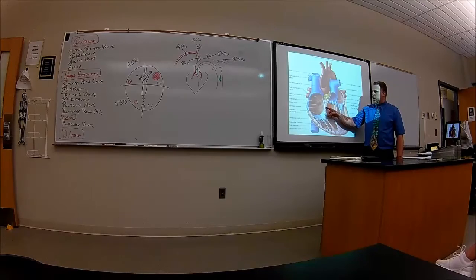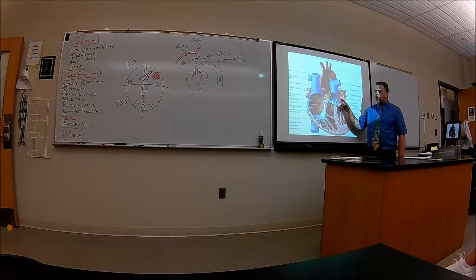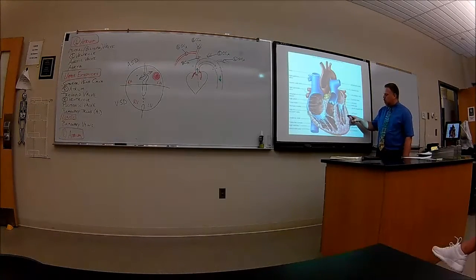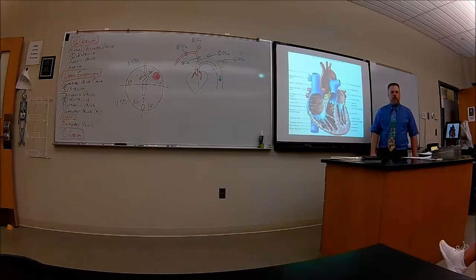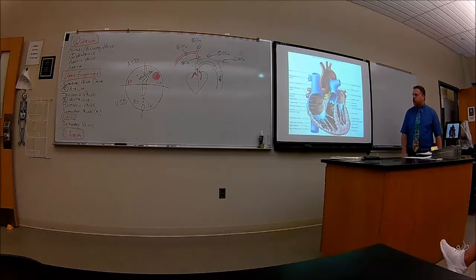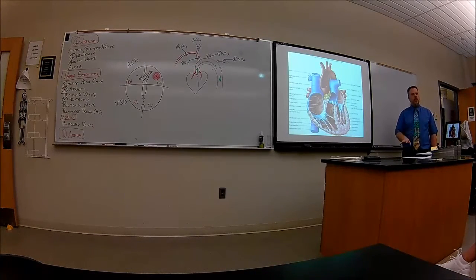You'll also see the interatrial septum that separates the right atrium from the left atrium. You'll also see the interventricular septum that separates the right ventricle from the left ventricle. Notice the thickness of the wall in the left ventricle is much thicker than the wall in the right ventricle. A lot of things to see there. With the models and the dissected hearts, you'll see that stuff too.